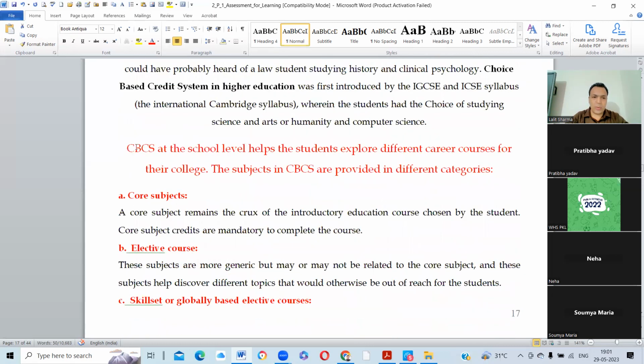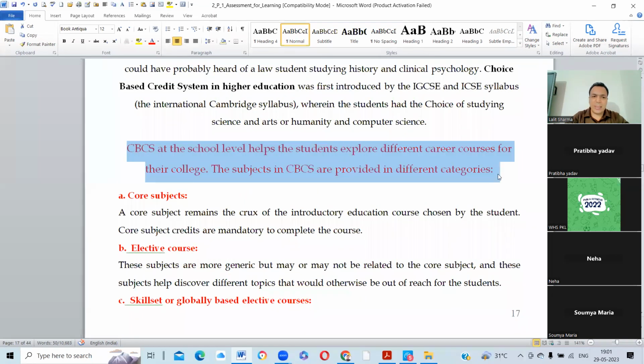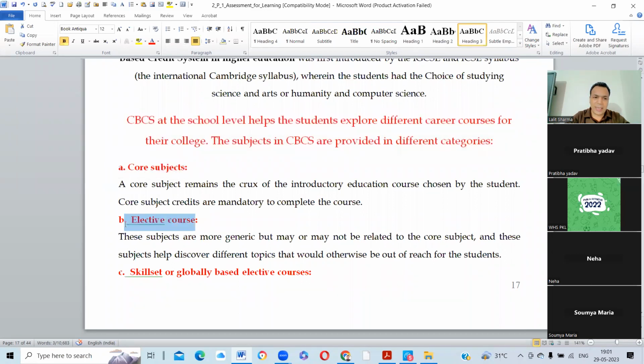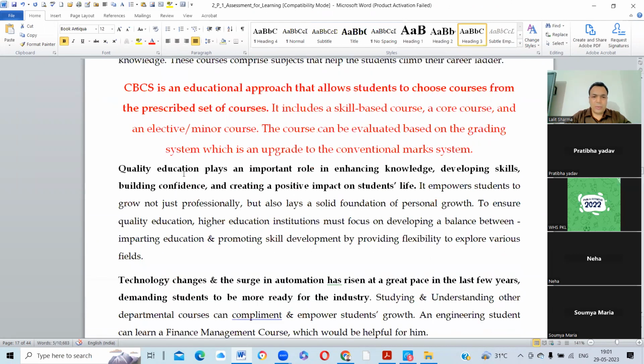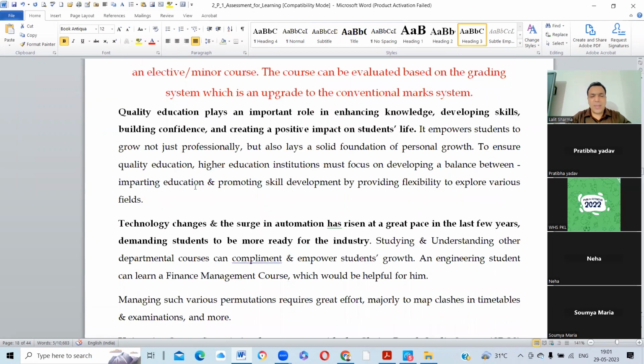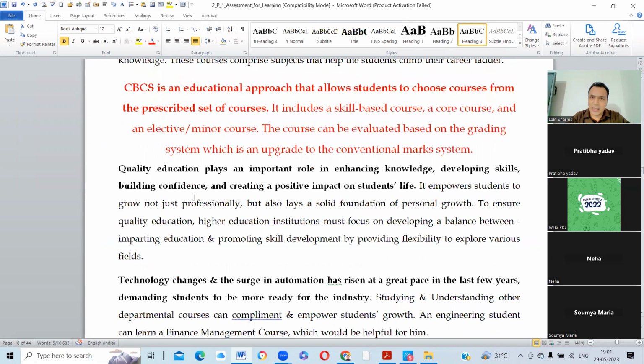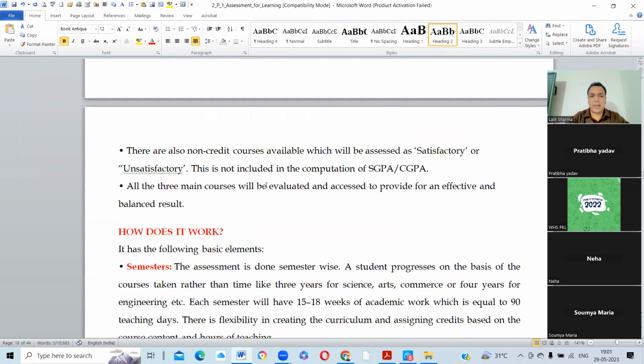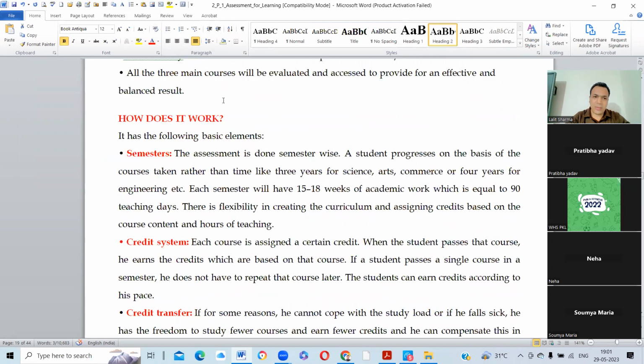So you have to talk about CBSE. Look, CBSE at the school level helps the student explore different career courses for their college. The subjects in the choice-based credit system are provided in different categories: core subject, elective, or skill, right? So you have to talk about the choice-based credit system by the CBSE, and what are the features of this credit system. How does it work?